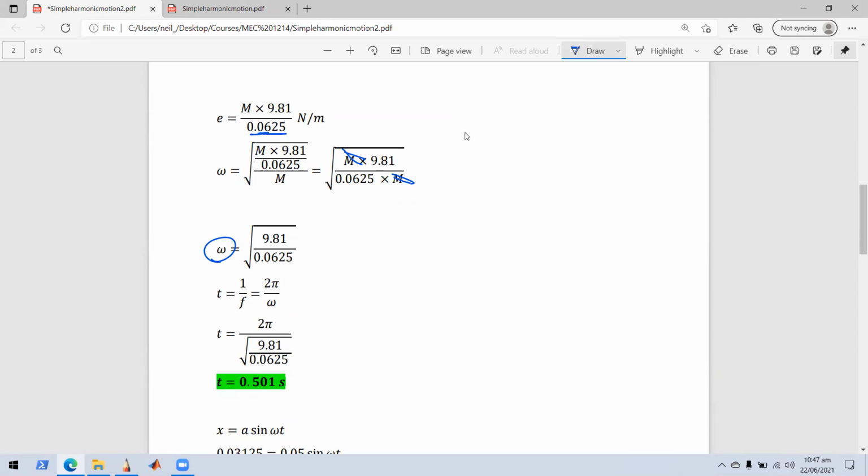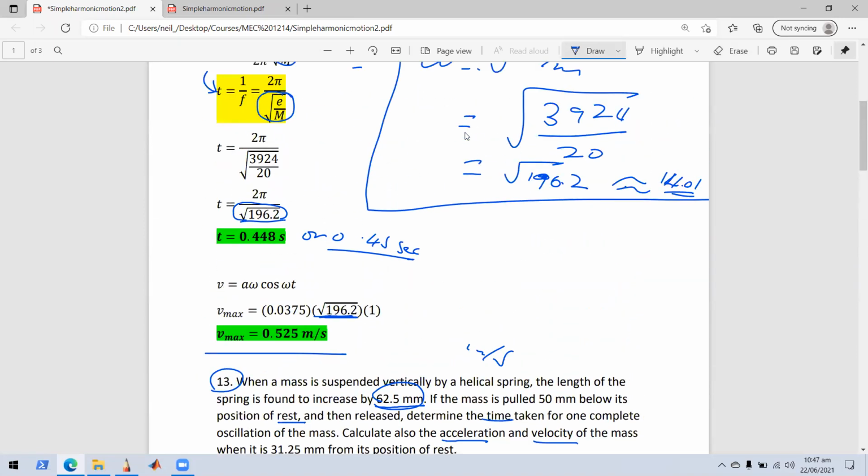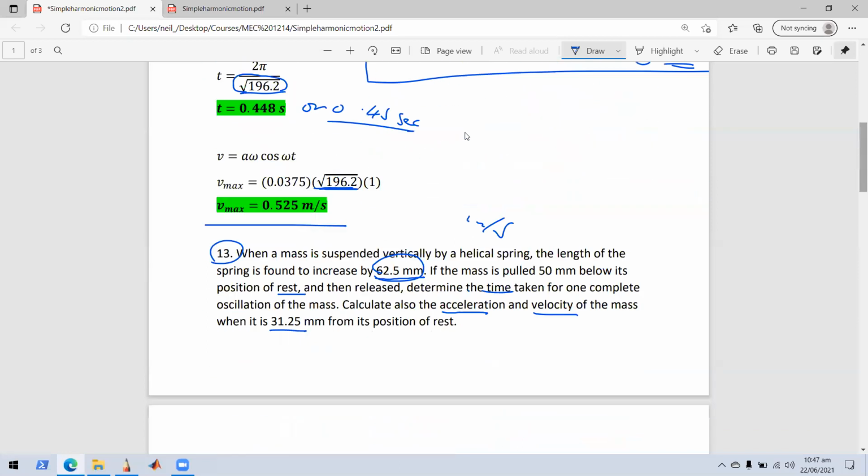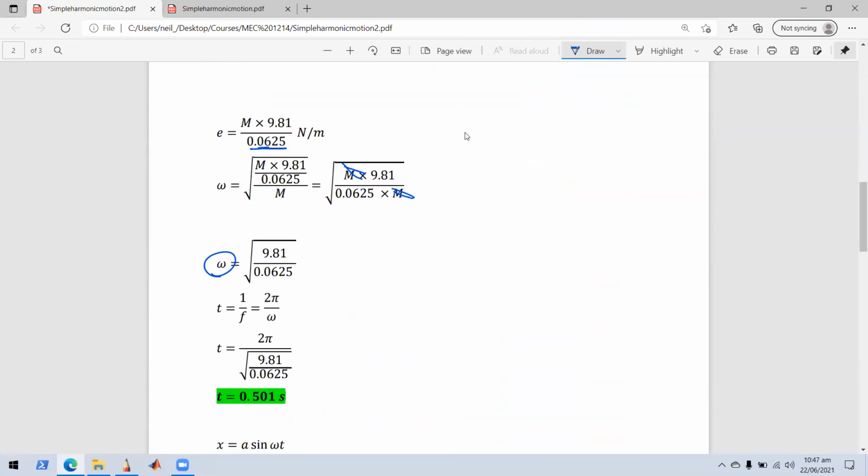Okay, good. Now T is 1 upon F, which is 2 pi divided by omega. Do all the breakdowns: we find this value divided by 2 pi, and find the reciprocal of that. So we end up with T is equal to 2 pi over omega, which is just the same way we did it here. We did all our magic here. So now we're left with T is equal to 2 pi over the square root of 9.81 divided by 0.0625.